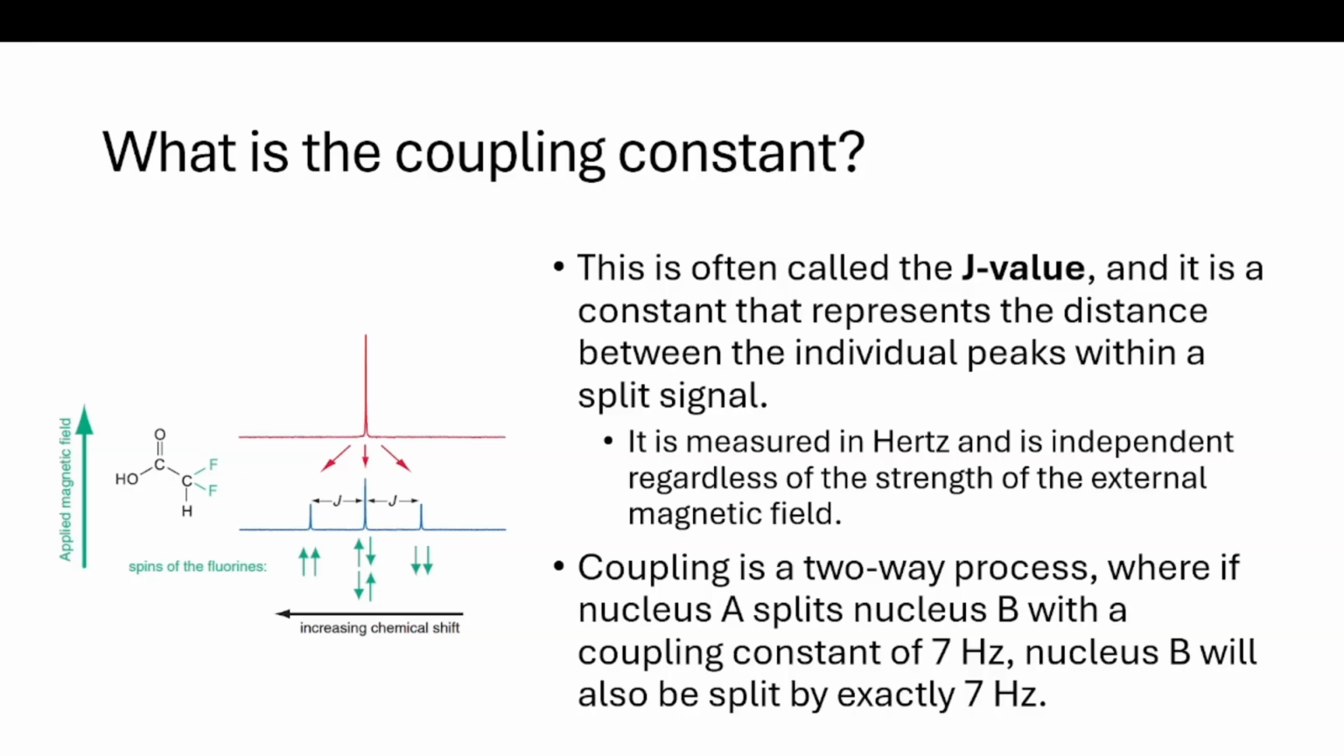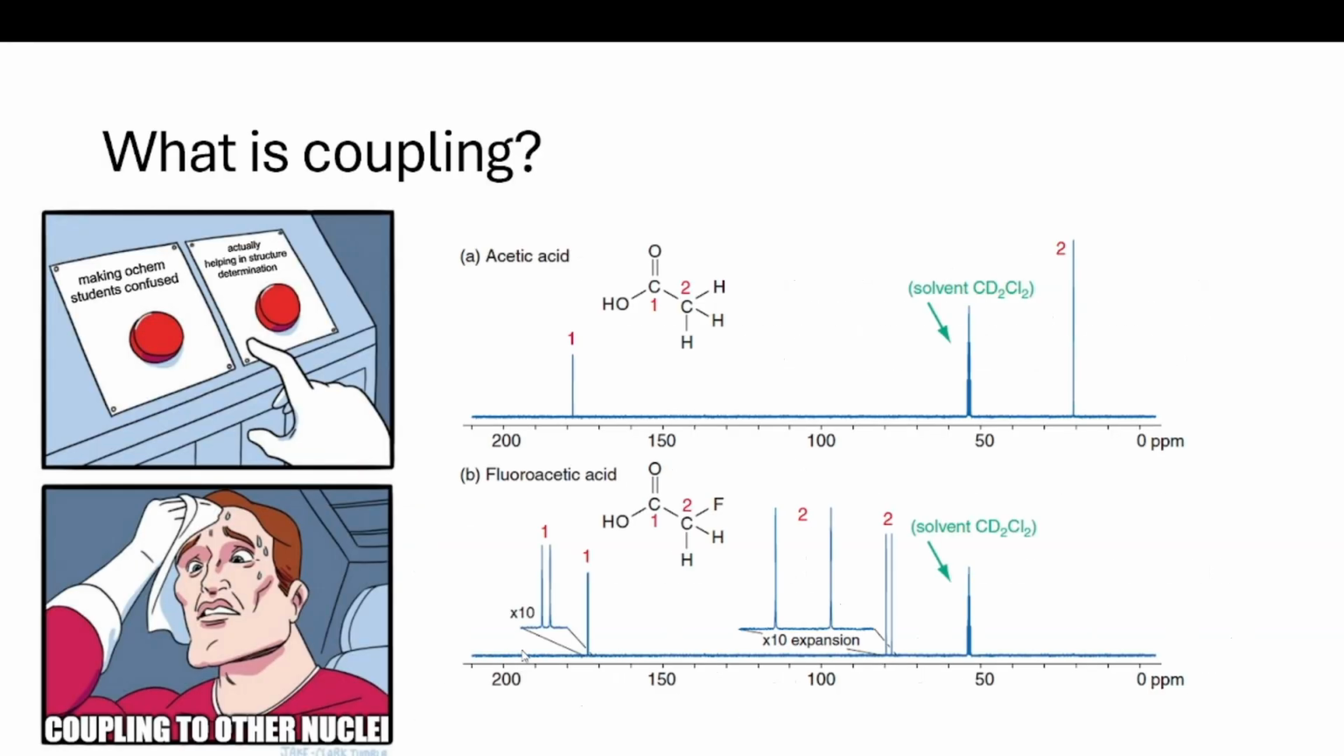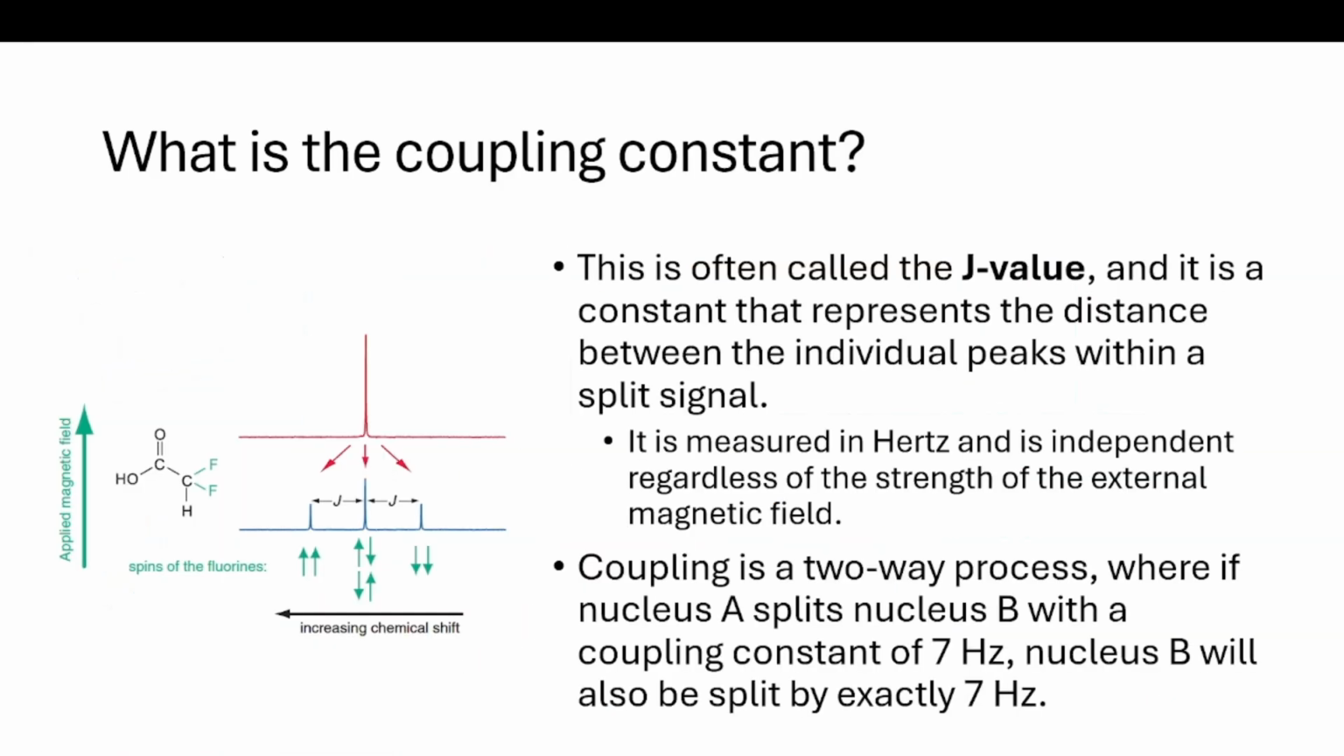Now, we can see that with these split peaks, there is a constant difference between the peaks. This difference is known as the coupling constant, measured in Hertz. The coupling constant is also called the J value, and this J value is consistent with, take for example, these peaks right here. Coupling is a two-way process, where if nucleus A is splitting the peaks of nucleus B, then nucleus B will be split by the J value the exact same way.